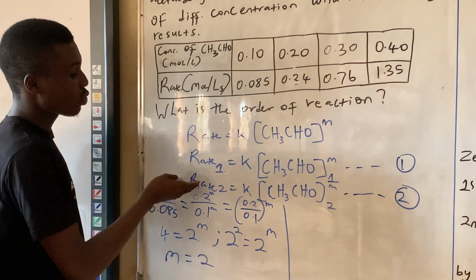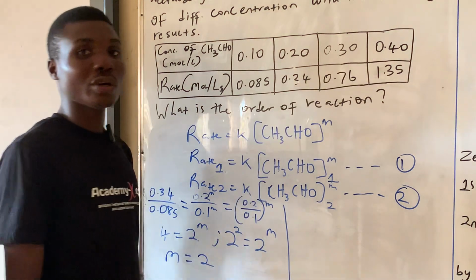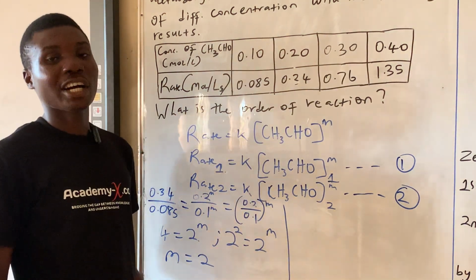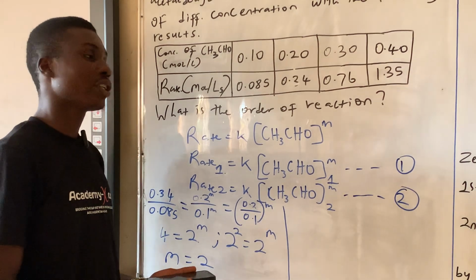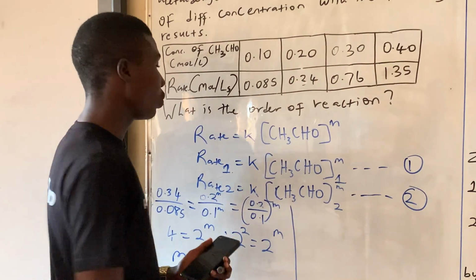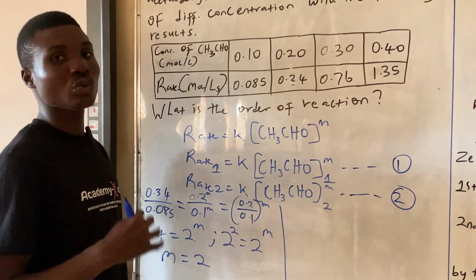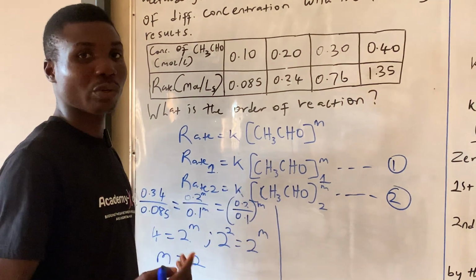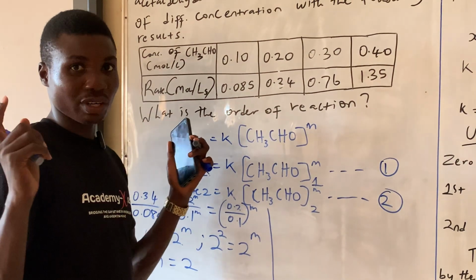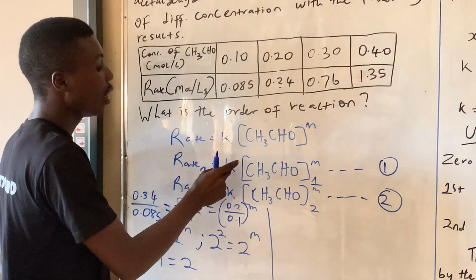You can choose that you don't want to work with rate 2 and rate 1. You want to work with rate 3 and rate 4. It is the same thing, because the order of reaction is the order of reaction, irrespective of which of the rate and which of the concentration you are working with. So we can also do similar stuff. Somebody else can choose, I don't want to do rate 2 and rate 1, I want to do rate 3 and rate 4. So you can simply do equation 4 divided by equation 3. Do you understand what I'm trying to say about that?